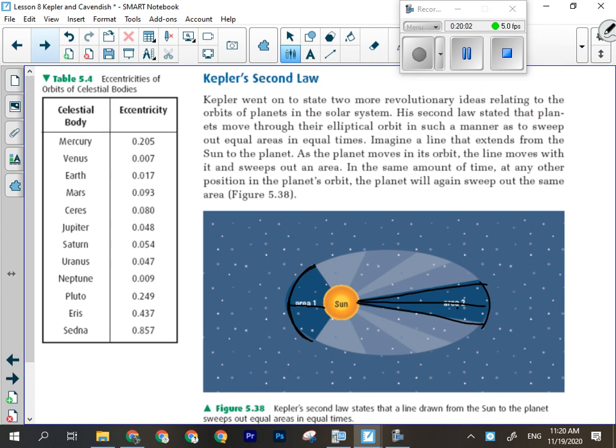For Venus, Venus is almost a perfect circle. This is less than 1%. So it's almost a perfect circle. Earth, 1.7%. That's not much. Earth's orbit is pretty circular, but it's enough to make a difference of a couple of days on each season. For Mars, 0.93. So Mars's orbit is a bit more elliptical than ours is.